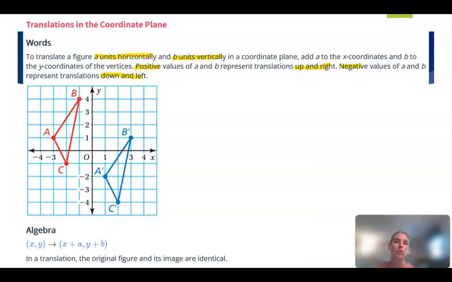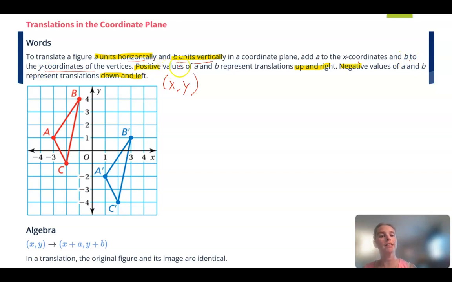Now, a lot of the translations that we'll do, and a lot of transformations in general, we'll do on a coordinate plane. So you see we've got a coordinate plane here on the left. And remember, the point where the two axes intersect is called the origin. And we have ordered pairs that always go X, then Y. We're going to translate figures a certain amount horizontally and a certain amount vertically. We'll take the horizontal amounts and we'll add that to the X coordinate, and we'll take the vertical amounts and add that to the Y coordinates.